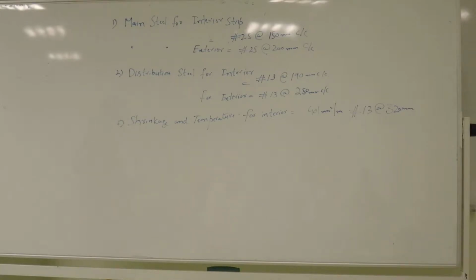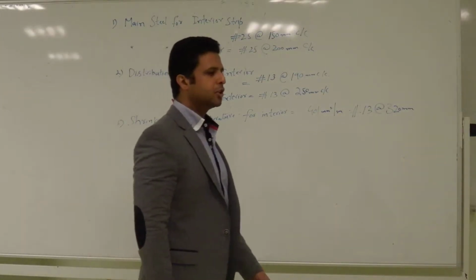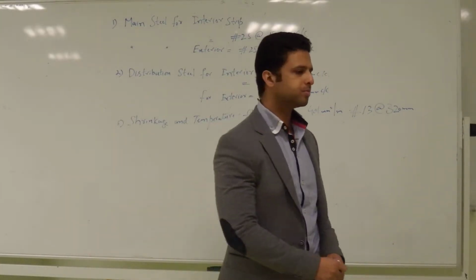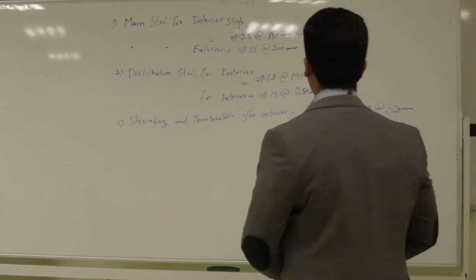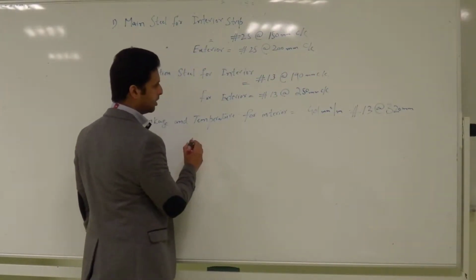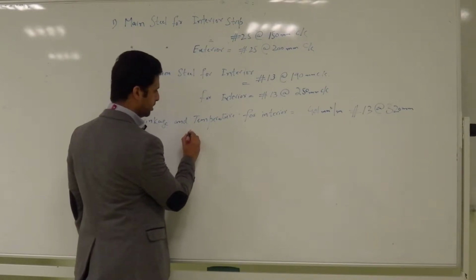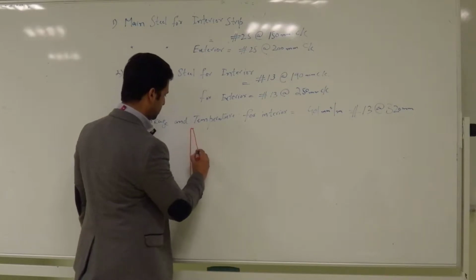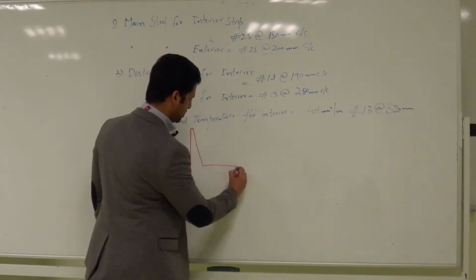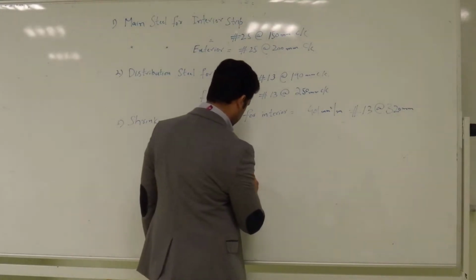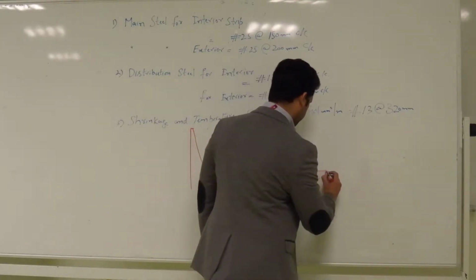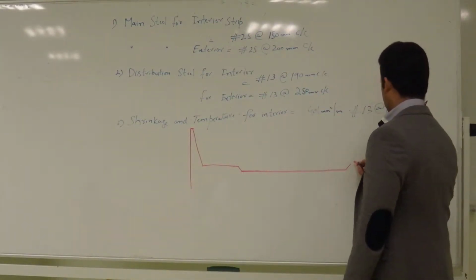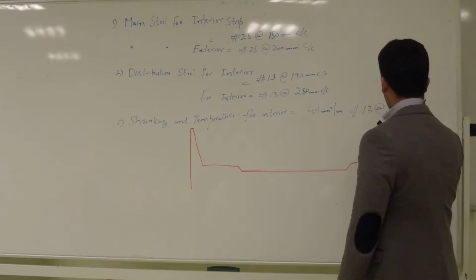Okay? Let's go next. First let me draw the cross section of your bridge. How will the cross section be? So this is the footpath and then the barrier.